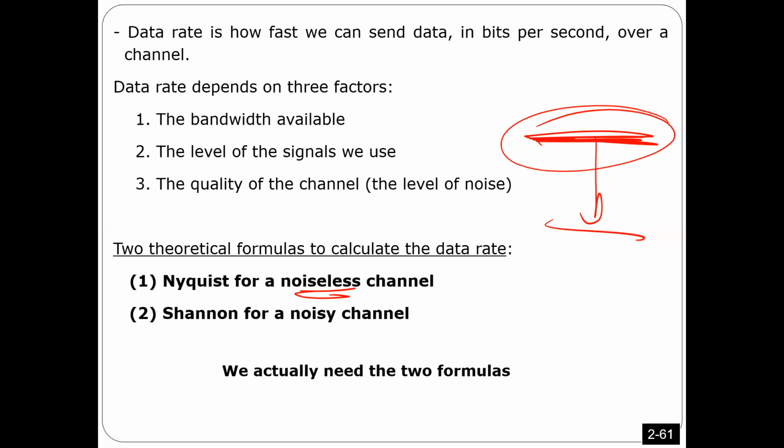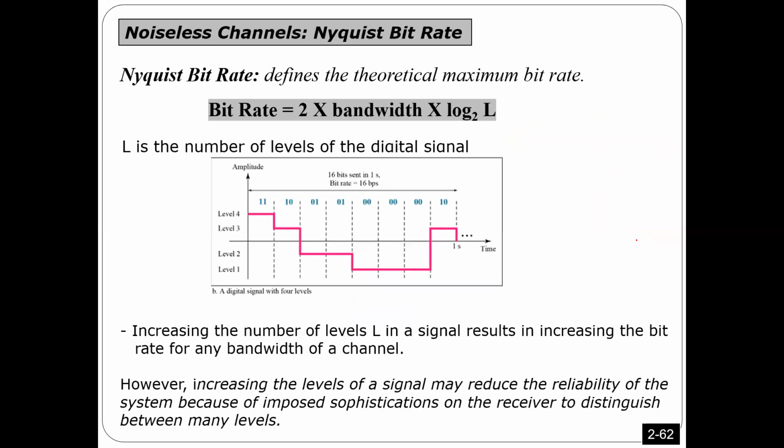Because of the noise, the bit rate I'm going to get is going to be less than the bit rate given by this formula. In the first formula, the bit rate is double the bandwidth times log to the base 2 of L. L here is the number of levels we have.